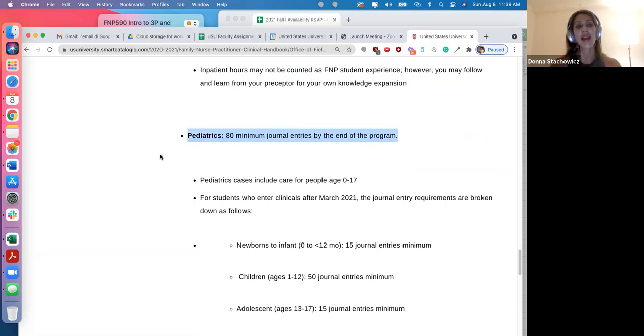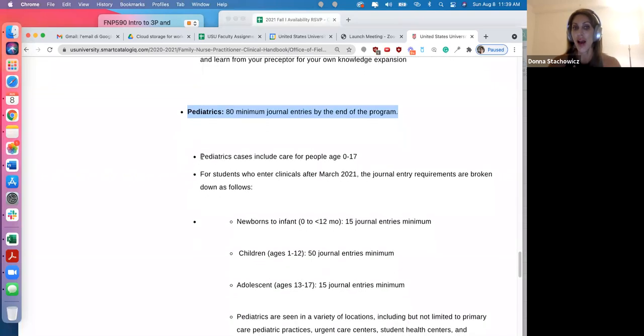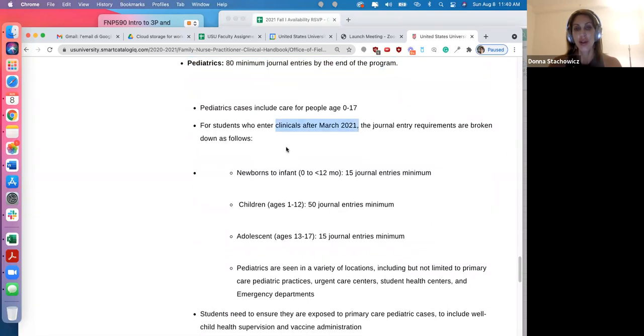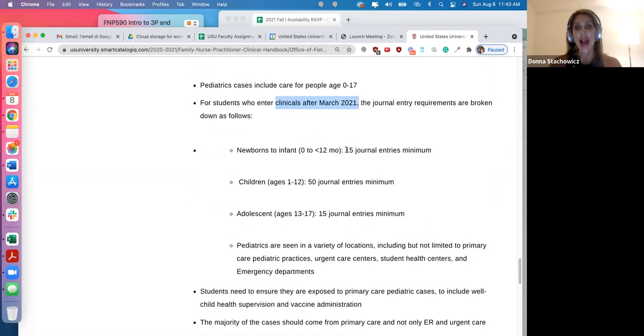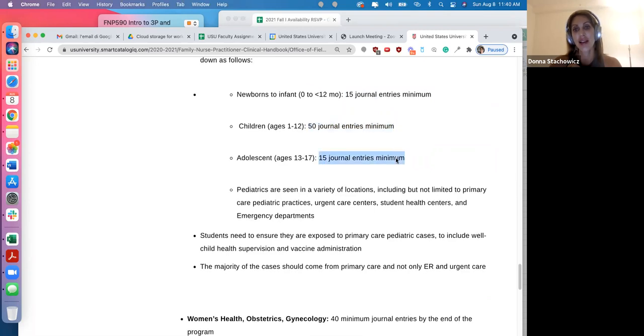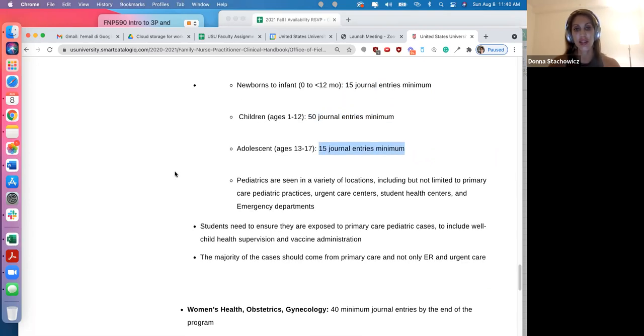So pediatrics, 80 journal entries by the end of the program. So 80 pediatric cases, but there's a breakdown because we don't want you to just see anyone under 18 and say, I'm a family nurse practitioner and never seeing a baby, right? No, you have to see a breakdown. So you guys are entering clinicals after March 2021. So your requirement is to get at least 15 infants ages 0 to 12 months. At least 50 children ages 1 to 12, and at least 15 adolescents, i.e. teens, age 13 to 17.